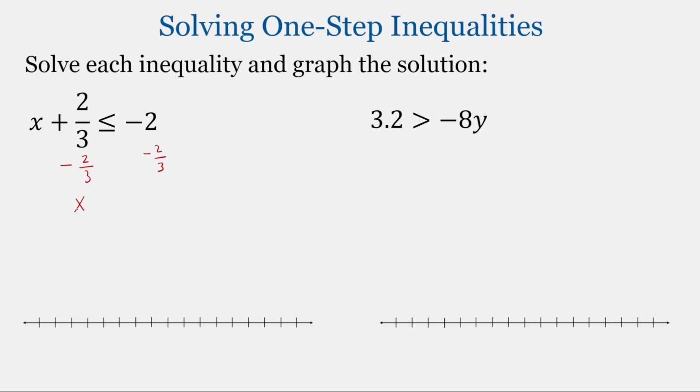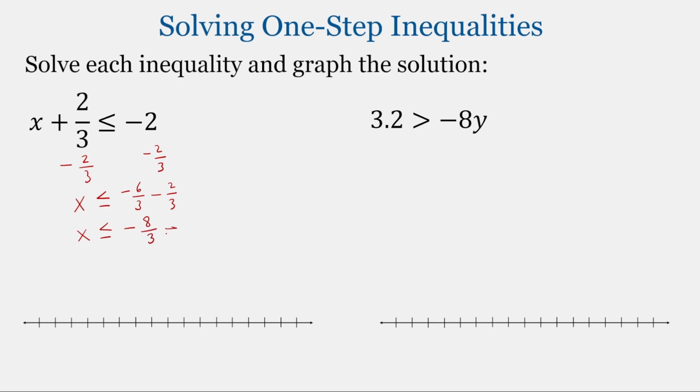X is by itself. And then we have less than or equal to. Here we have -2 minus 2/3. So we'll need a common denominator. 3 will be that common denominator. So we need to rewrite -2 with a denominator of 3. That's -6/3 minus 2/3. And we get x less than or equal to -8/3.